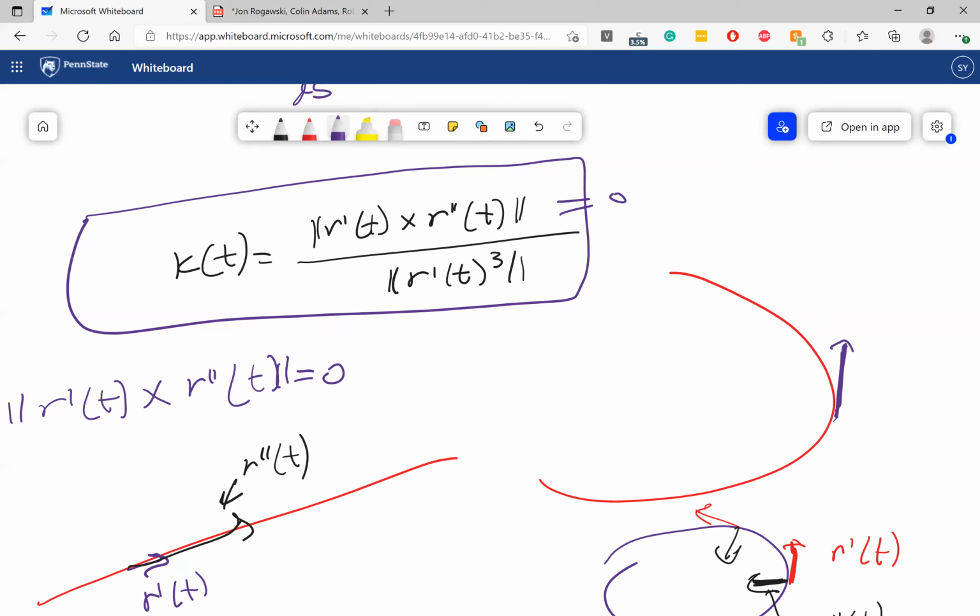What do you mean start learning the material? Oh, when are we going to stop? The last part that's covered is curvature. So curvature.